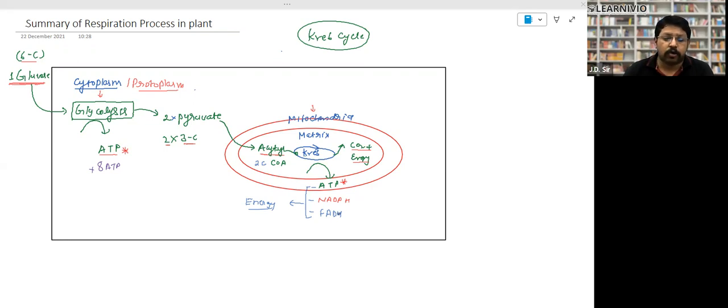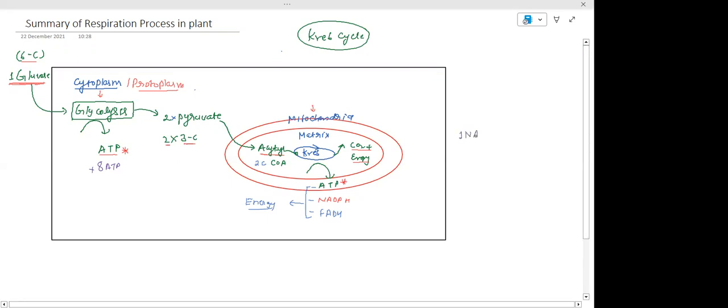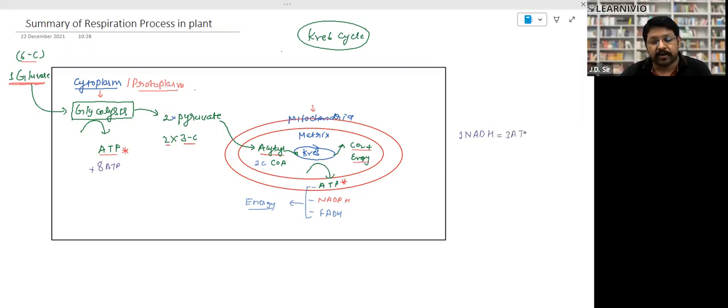And I have already told you that one NADH is equal to how many ATP? 3 ATP. Very good. One NADH is equal to 3 ATP, right? You have to remember this formula. One FADH is equal to 2 ATP, right? So one FADH is equal to 2 ATP, and GTP is equal to ATP. Both are the same. GTP, ATP, there is no difference, right? That you have to remember.